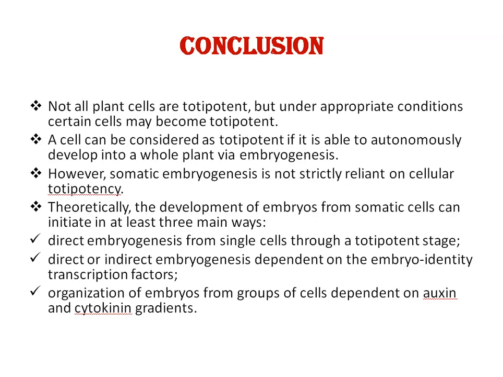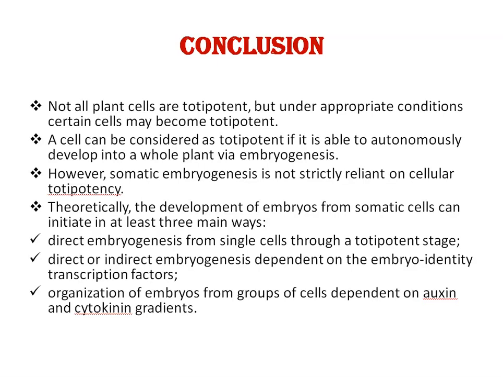Next, conclusion. So in conclusion, not all plant cells are totipotent, but under appropriate conditions, certain cells may become totipotent. A cell can be considered as totipotent if it is able to autonomously develop into a whole plant via embryogenesis. However, somatic embryogenesis is not strictly reliant on cellular totipotency.